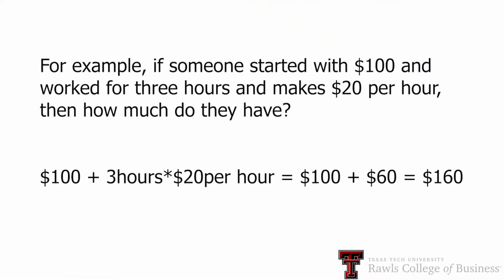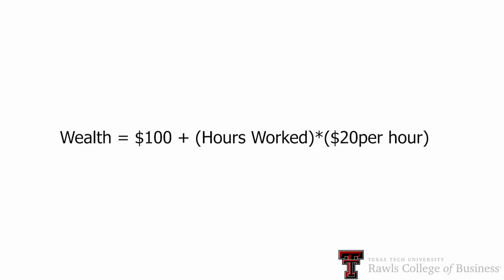As another example, imagine that you started with $100 and you worked for 3 hours at $20 an hour, then you should have $160. More importantly, you can know how much money somebody would have with any amount that they worked. All you have to do is write the equation. The amount of money somebody has equals $100 plus the number of hours they worked times how much they get paid per hour. And that's a line.